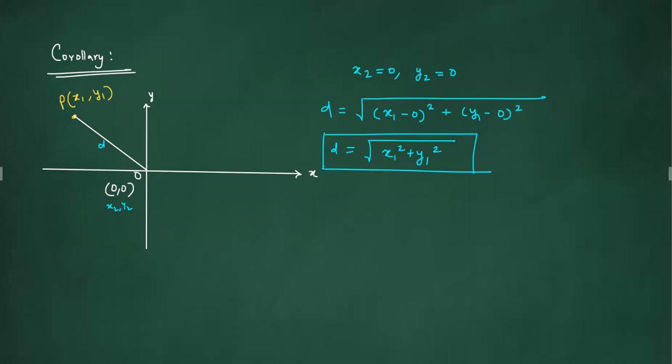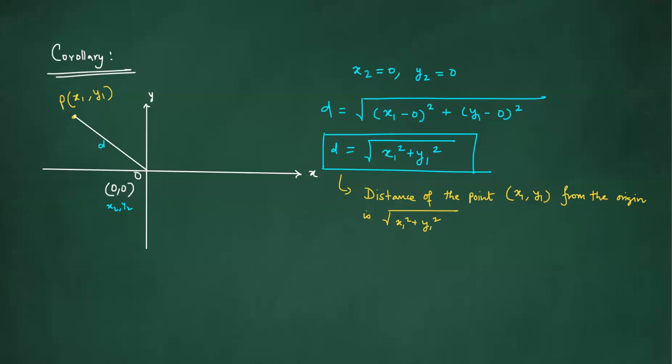So this is nothing but the distance of the point (x1, y1) from the origin, and this is nothing but square root of x1 square plus y1 square. And we have proved this by putting x2 equals 0 and y2 equals 0. So this completes our discussion on the distance formula. We have covered article number 20 and 21 from S L Loney.